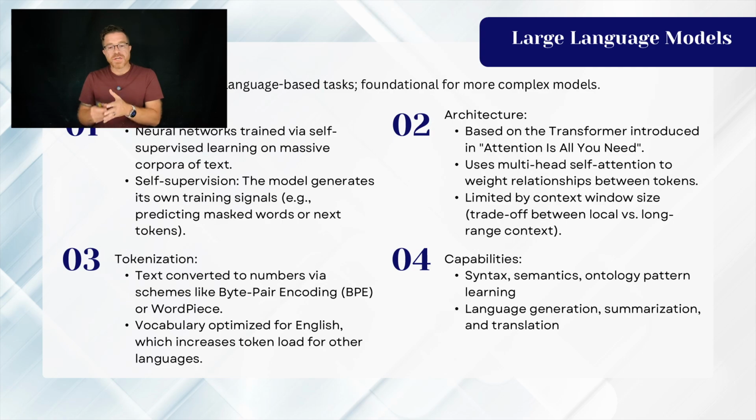This architecture is based on what's called transformer networks, which were first introduced in a paper by Google Brain called Attention Is All You Need. It uses multi-head self-attention to weight relationships between tokens. Tokenization is just text being converted into numbers via schemes like byte pair or WordPiece, where every single word, word sequence, word spacing, or punctuation is put into a numbered token.